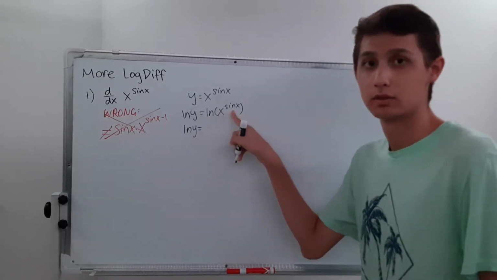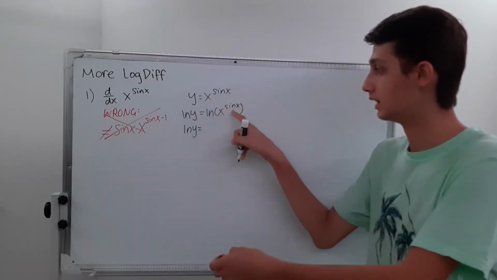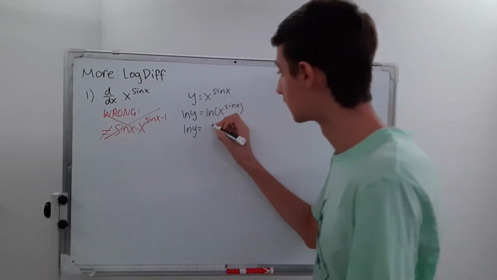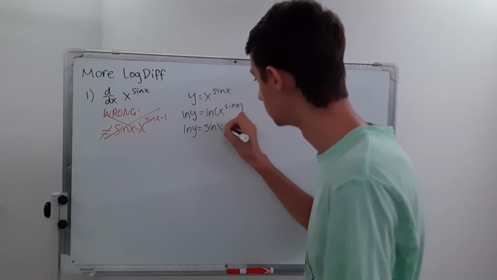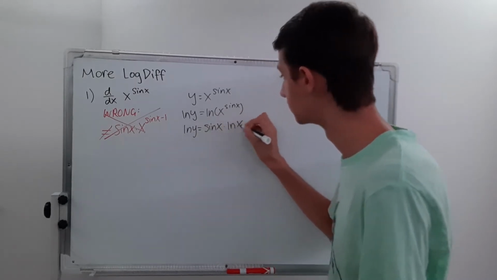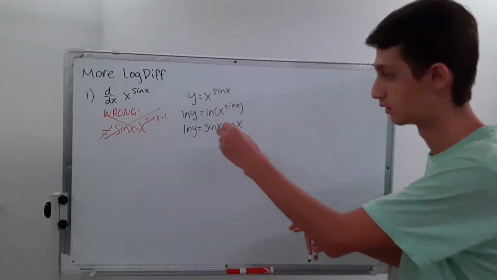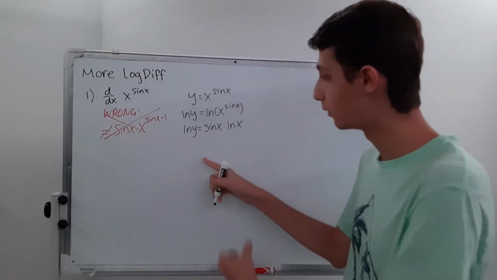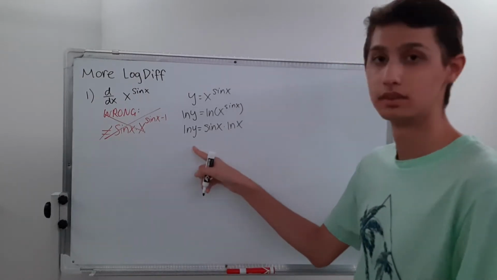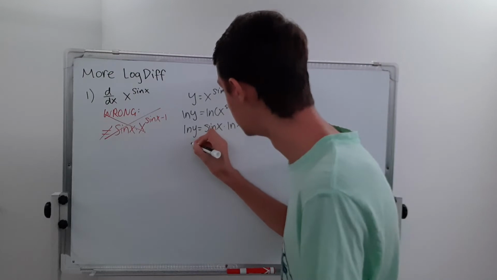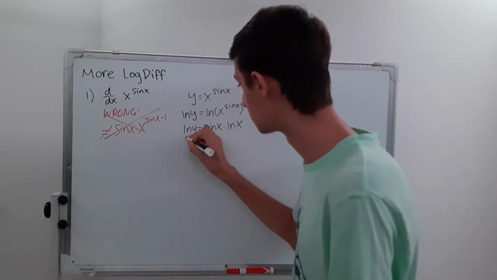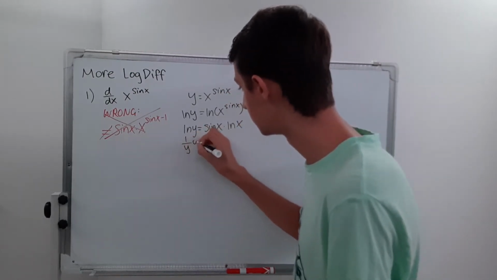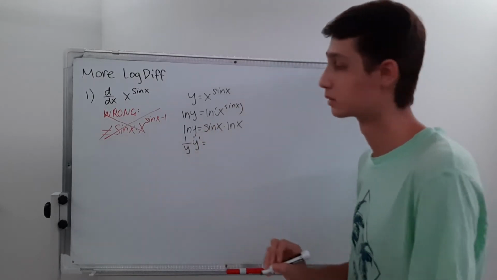So using logarithmic rules, we can bring the exponent to the front. So we can call this sine x multiplied by ln x. This is not sine of ln x, this is just these 2 things being multiplied. Now we take the derivative of both sides. What's this going to be? y prime over y. Or you can think of it as 1 over y times y prime, whatever way you're more comfortable with.